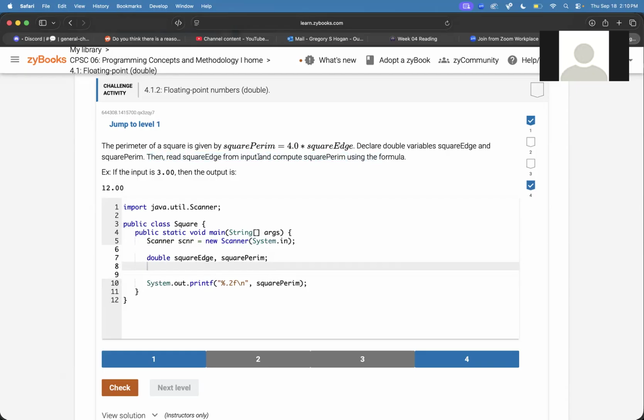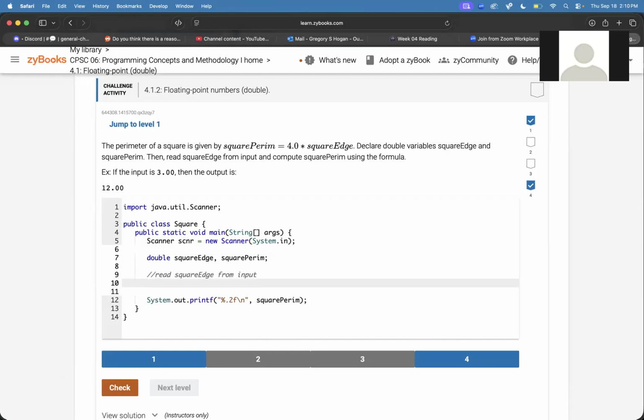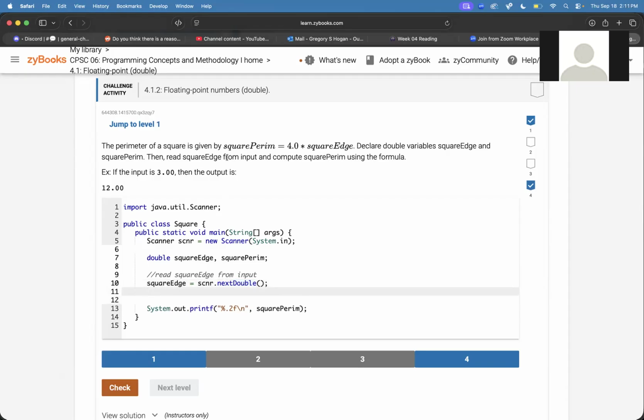So there's two things here. Next thing is read square edge from input. So to read square edge from input, what you would do is you would write square edge equals, and to read it from input, it's going to be scnr, the name of our scanner, dot next capital D, double, parentheses, semicolon. So it's the same as reading an integer, except instead of capital Int, you write Double with a capital D. So we read square edge from input.